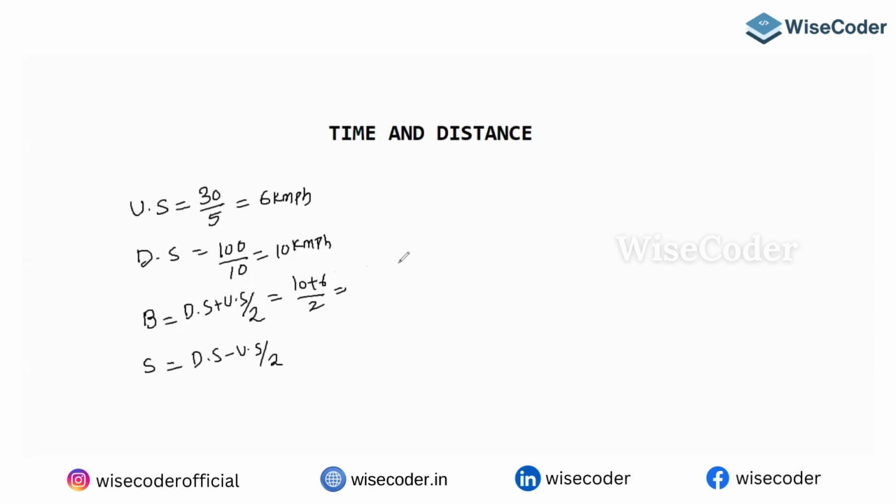Yeah, different one. But 16 by 2 only I am getting here. That will give you 8 kilometer per hour again. Here also 10 minus 6 by 2, that will give you 4 by 2. Again you are going to get what? 2 kilometer per hour. Okay, 2 kilometer per hour. The pretty easy concept. Please concentrate.